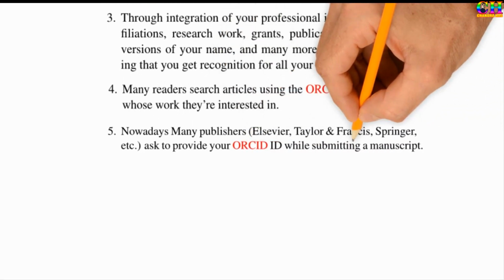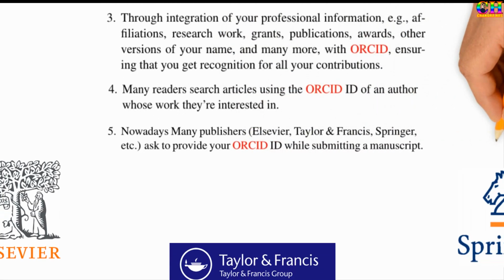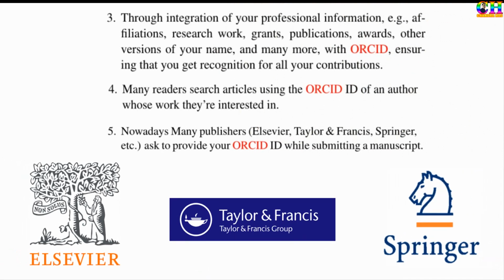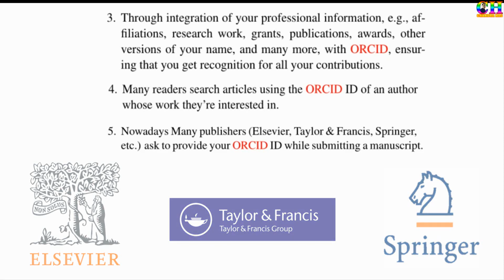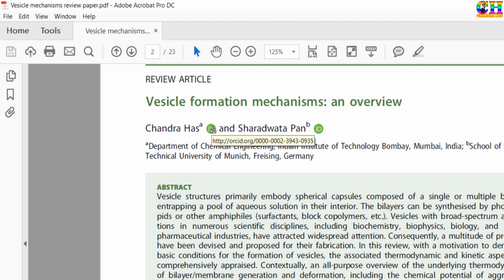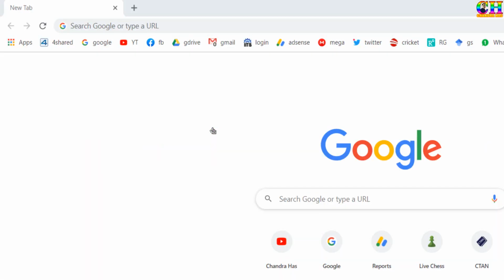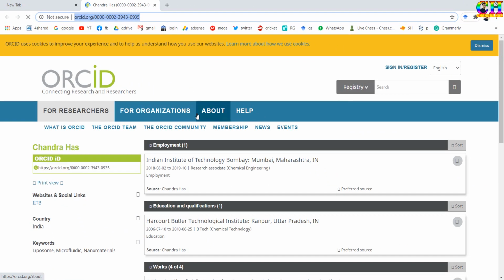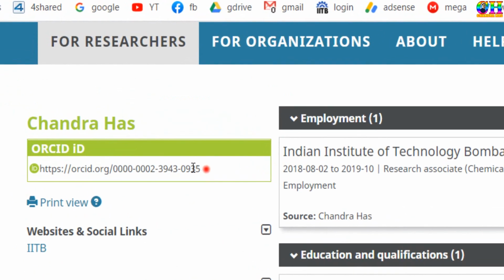And nowadays, many publishers, for example, Elsevier, Taylor and Francis, Springer, etc., ask you to provide your ORCID ID while submitting a manuscript. Some journals also print your ORCID ID on the published paper. For example, in this article, the ORCID ID is given. If you click on this symbol, then it will open the author profile. The same ID is given at the bottom of the paper.